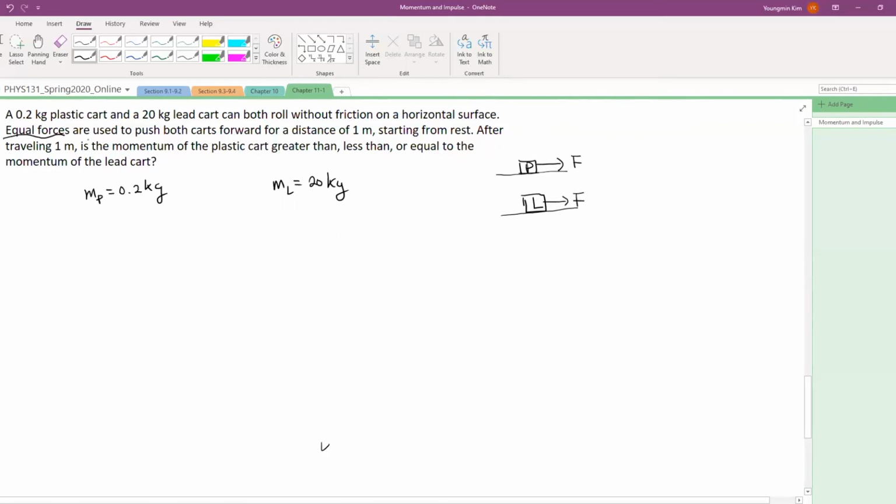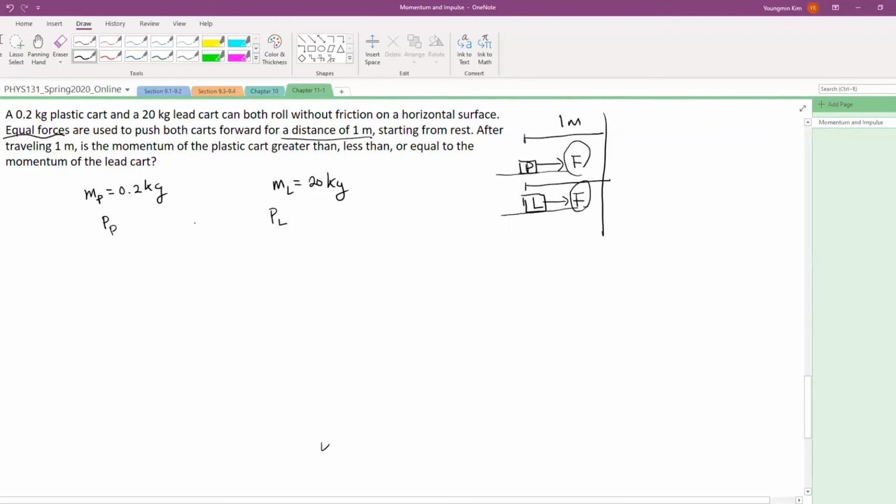Not only that, the forces are used to push both carts forward for a distance of 1 meter. So they travel exactly the same distance of 1 meter using identical forces. Only their masses are different. Starting from rest, after traveling 1 meter, is the momentum of the plastic cart greater, less than, or equal to the momentum of the lead cart? That is the question.